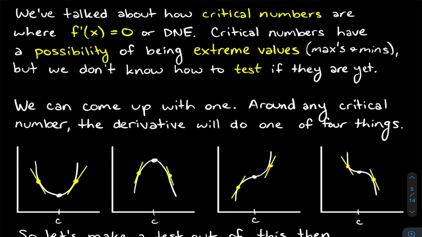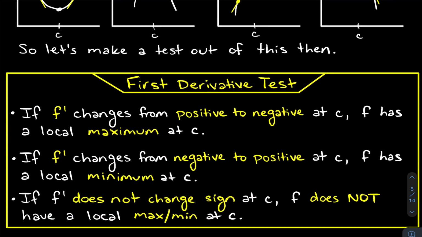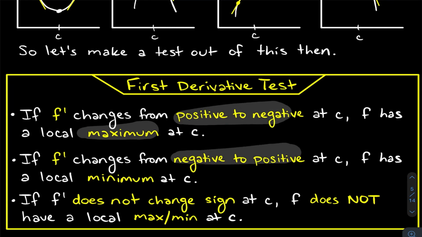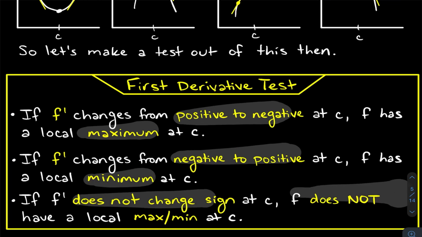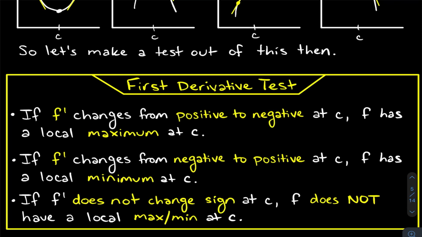And so that's going to be the first derivative test. Okay? That's how we know whether we have a max or a min. Here's that written out just a little more formally, I guess. If f prime changes from positive to negative, it's got a maximum. If f prime changes from negative to positive, it's got a minimum. If it doesn't change, it does not have a max or a min. That's the first derivative test. Okay?